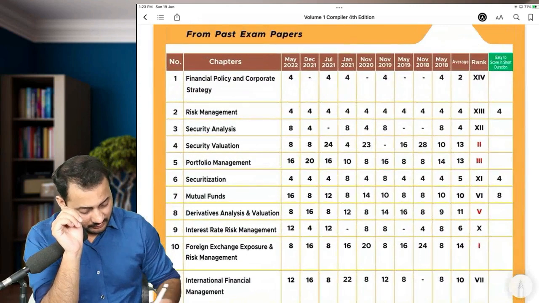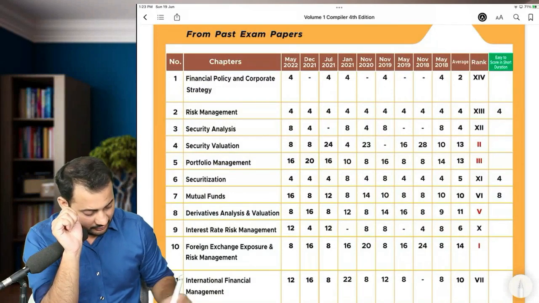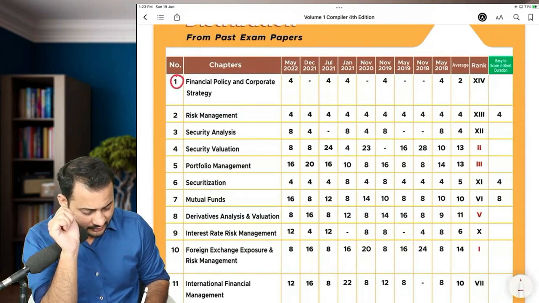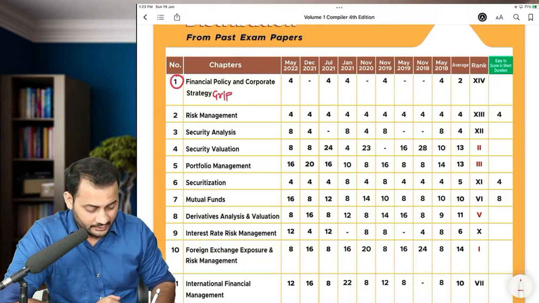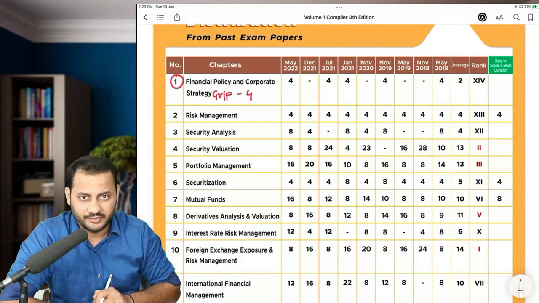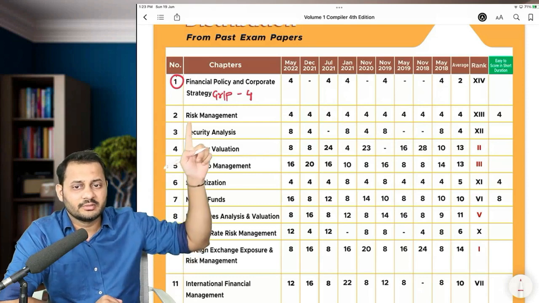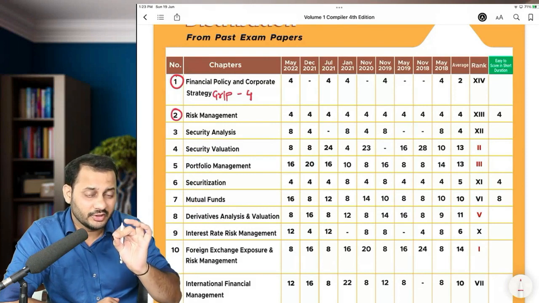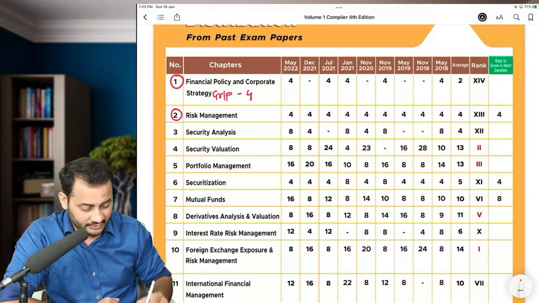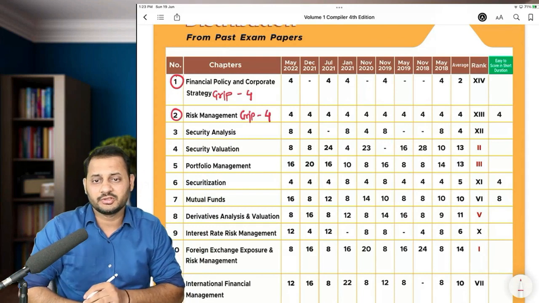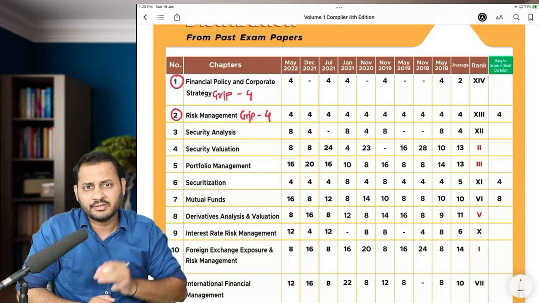First, mark financial policy and corporate strategy as one of the important chapters, or instead of important chapters, we will say that this is a chapter on which we should hold a strong grip. 4 marks of question almost will be asked every time from this chapter. Then comes the risk management chapter. This is also a small chapter to cover. It will not take many hours. You should also hold a good grip on that. Minimum 4, maximum 8 marks of questions will be asked from risk management. I will just take 4 marks.